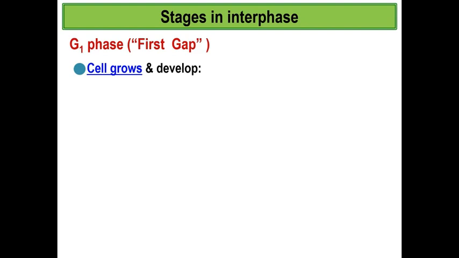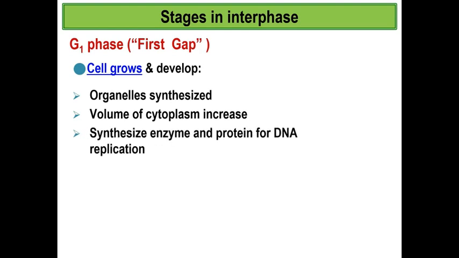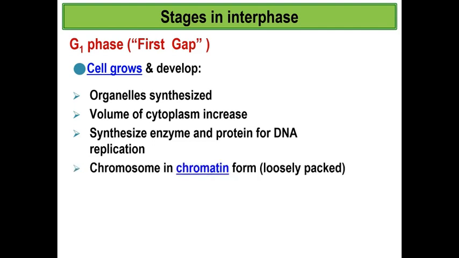First is the G1 phase or first gap. In this phase, the cell will grow and develop, where the cell will increase the synthesis of organelles such as mitochondria and ribosomes. Next, the cell will increase the volume of cytoplasm, and synthesize enzymes and proteins for DNA replication that will be used in the next phase. And the last one is the chromosome is in the chromatin form, which is loosely packed.